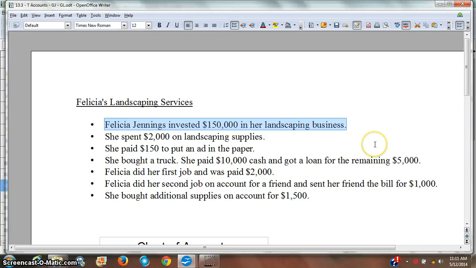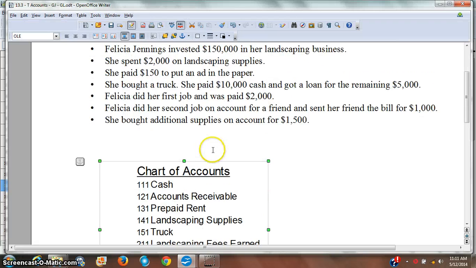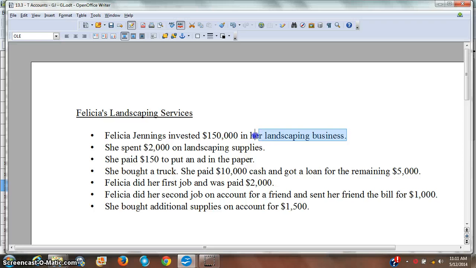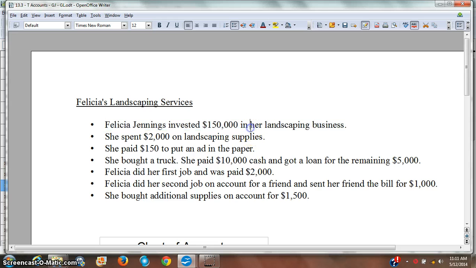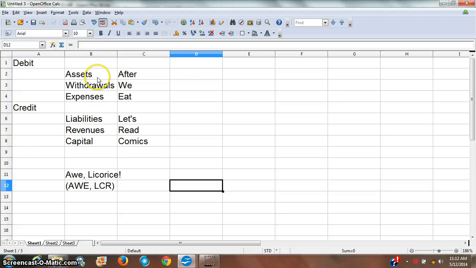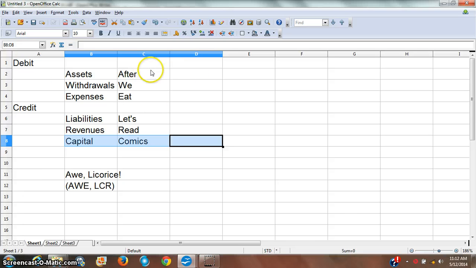So this first problem here, Felicia Jennings invested $150,000 in her landscaping business. And the thing we have to ask here first is, well, what happened? And the answer is, first of all, our cash increased, so we're going to have a cash transaction, and also our capital increased, this is ownership in her business. So if we look at our chart here, assets is a debit account and capital is a credit account. So we're going to have a debit to assets and a credit to capital.